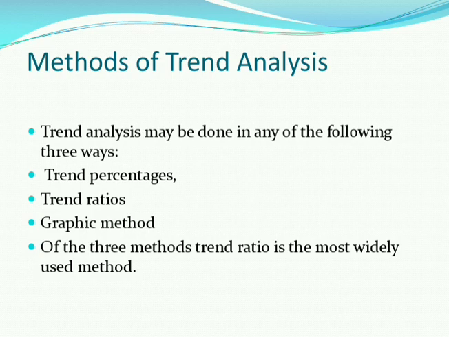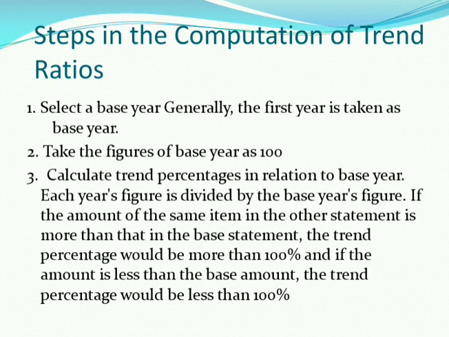And these are the methods of trend analysis. For trend analysis, we usually use trend percentages, trend ratios, and graphic methods. Among all these, we want to discuss the trend ratios. These are the common steps for the computation of trend ratios. The first one is to select a year as the base year. Generally, the first year is taken as the base year, and all the figures of the base year are taken as 100. In the third step, calculate the trend percentage in relation to the base year.